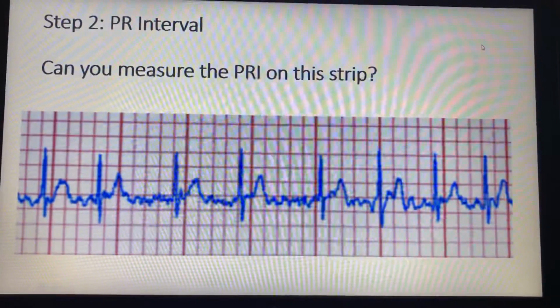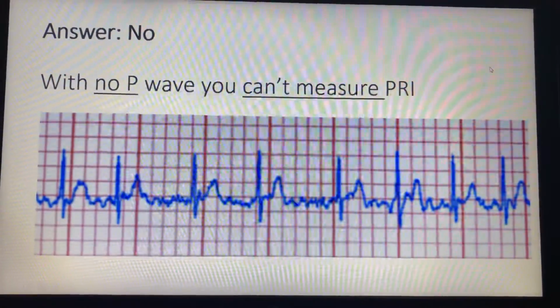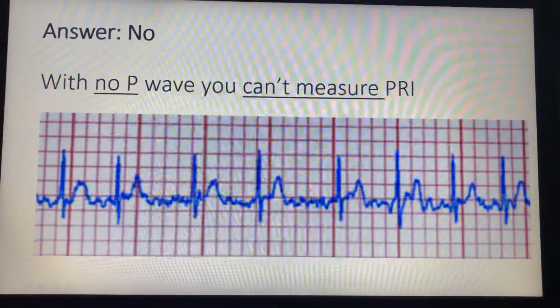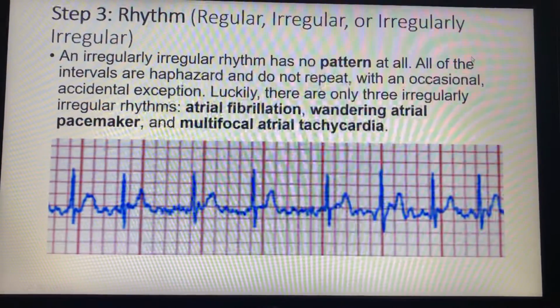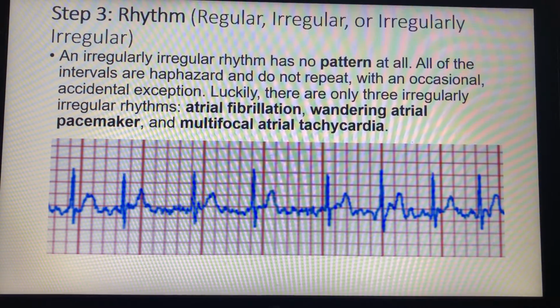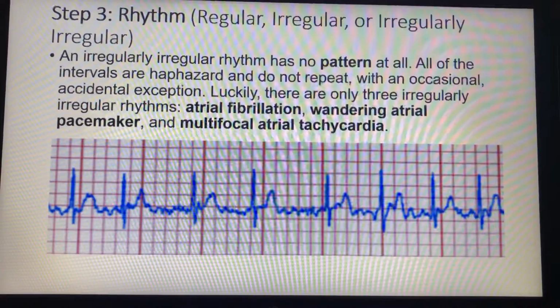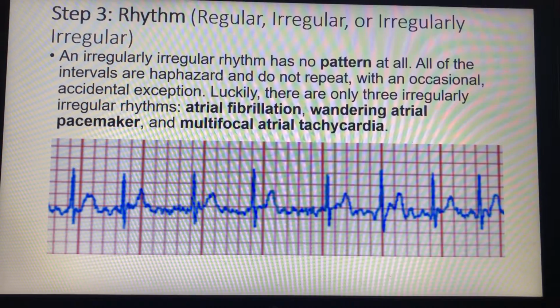Your PR interval. Can you measure the PRI on the strip? No. Without a P wave, you can't measure the PRI, okay? You see all this? You can't tell which one's a P. Okay, is this a regular, irregular, or irregularly irregular rhythm? An irregular rhythm has no pattern at all. All of the intervals are haphazard and do not repeat, okay? With occasional accidental exception. Luckily, there are only 3 irregular rhythms: AFib, wandering atrial pacemaker, and multifocal atrial tachycardia, okay?